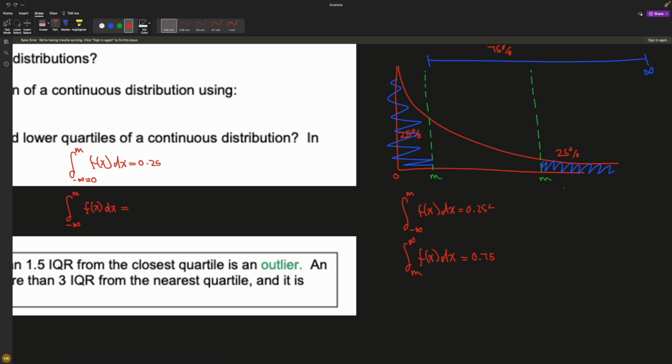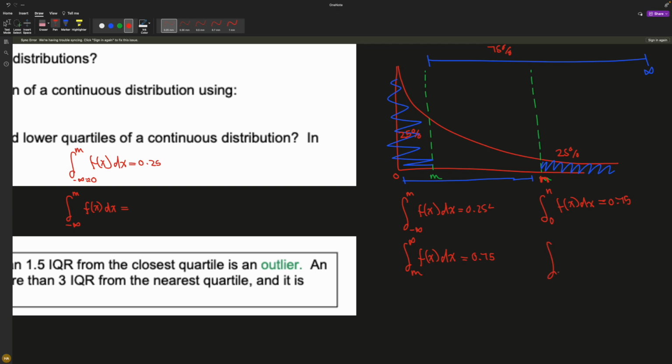Now for this one, there's the other way you can do it. So here, let's make this n instead. So this is going to be n. Now we're going to integrate. If I do from 0 to n, right? If I do from 0, from here to n, that would be 75%. So the integral of f of x dx equals 0.75, right? That's 75%. This would give you the answer.